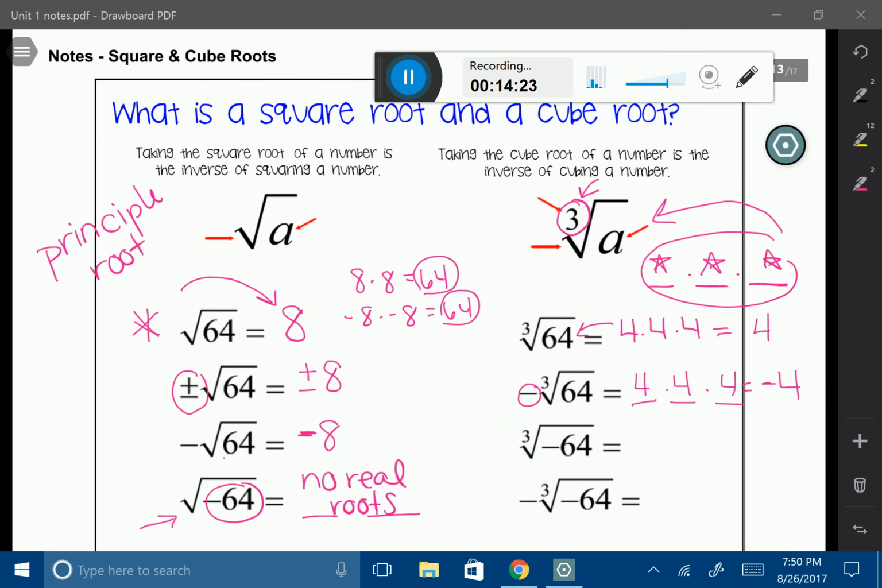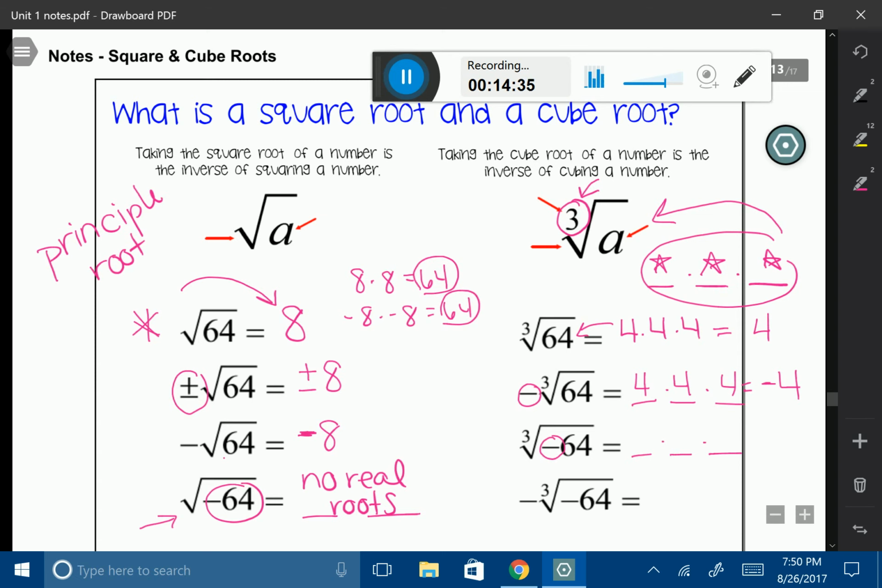Okay, this next one, now, unlike the square root, we have this negative inside the radical. But this time it's a little different because, again, we're multiplying three numbers by themselves. So we have to kind of think about it. What kind of number is going to give me a negative number? Well, a negative times a negative is a positive, and then a positive times a negative is a negative. So I know that that number is going to be negative. And we've been working with 4, so let's go ahead and try negative 4. When we multiply those numbers, that is going to give me that negative 64. Therefore, my cube root of negative 64 is going to be negative 4.